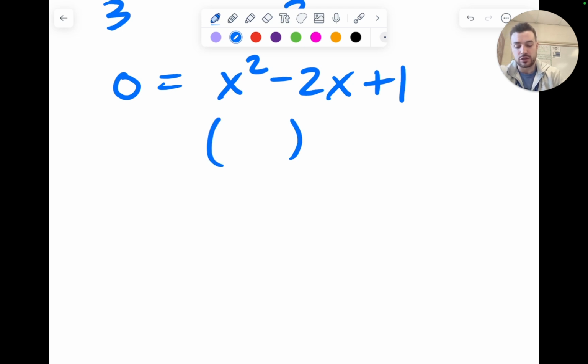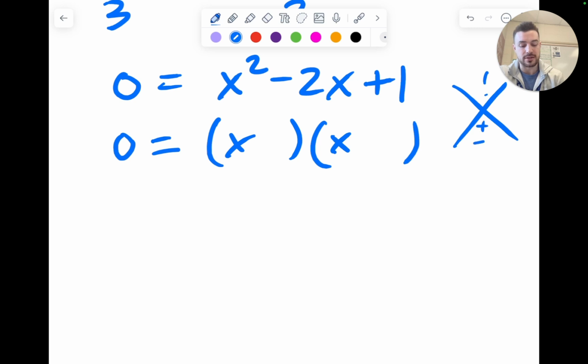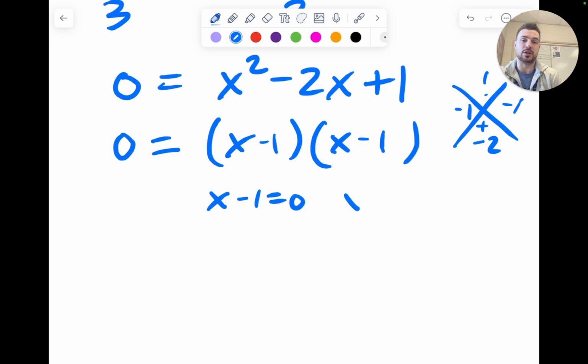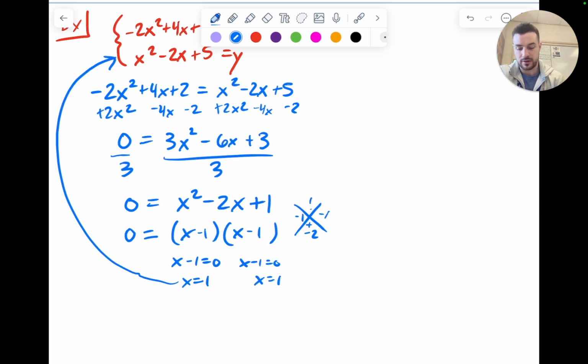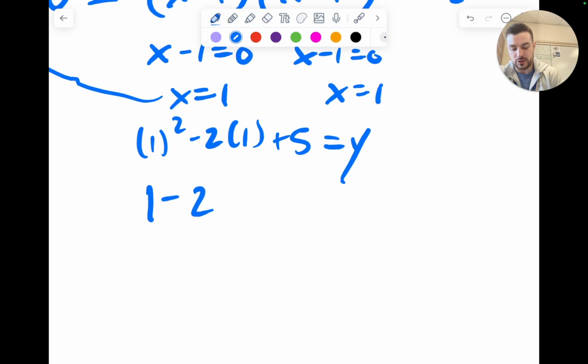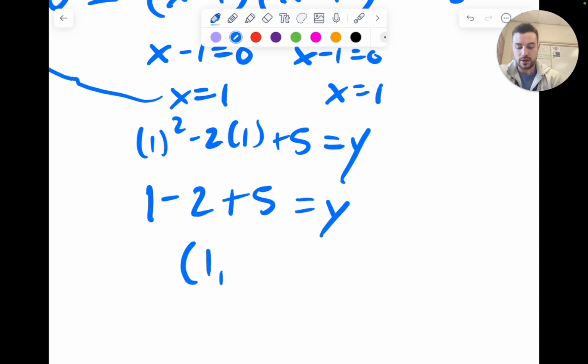So I'm going to find two numbers that multiply to 1 and add to negative 2. That's going to be negative 1 and negative 1. So that means I set each one of these equal to 0, and I get x equals 1 and x equals 1. That means there's only one solution here. So I can take that x value and plug back into my bottom equation. So I'll have x squared minus 2 times x plus 5 equals y. 1 minus 2 plus 5 equals y. 1 minus 2 is negative 1, plus 5 is positive 4. So (1, 4) is our solution.